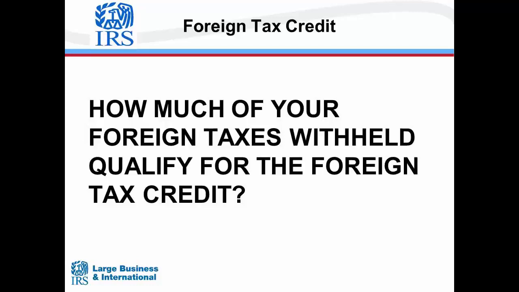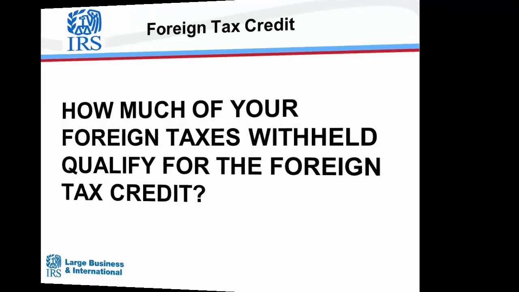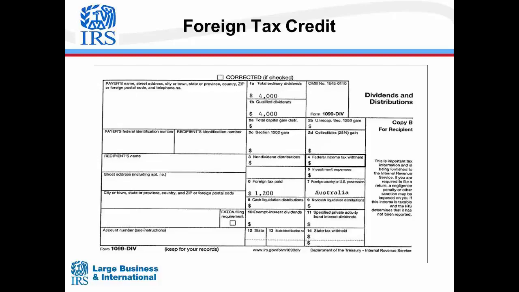In this YouTube video, we will discuss what to do when you receive a tax document, such as a 1099 DIV or 1099 INT, that shows foreign taxes paid on the income earned. For example, you received a Form 1099 DIV that shows you earned $4,000 of dividend income.